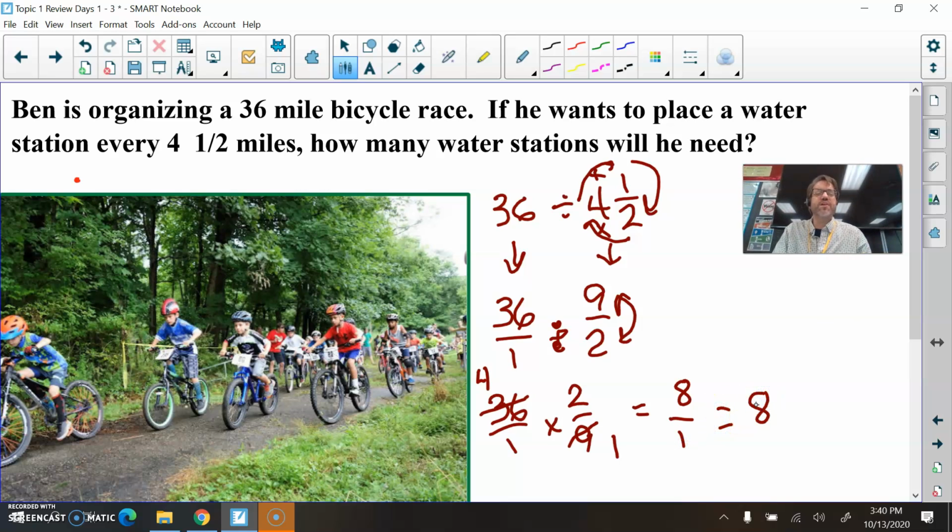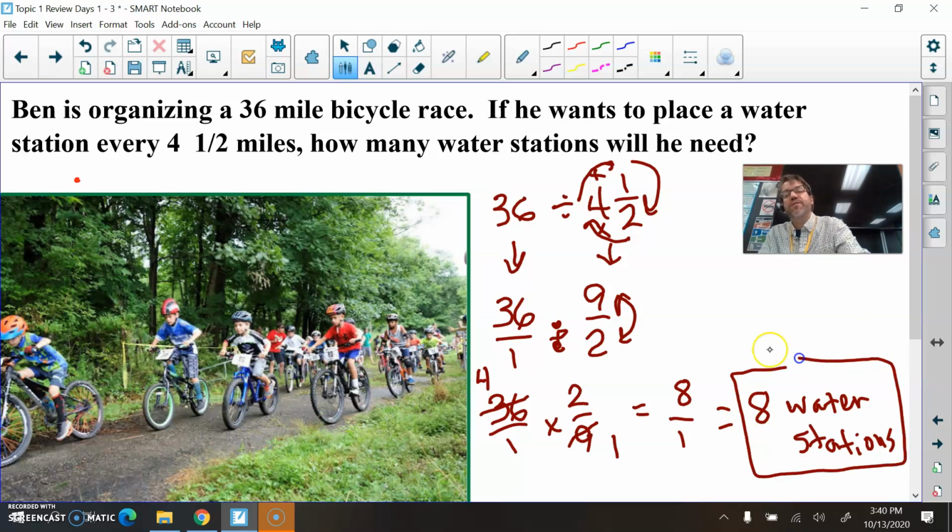8 what? What's our label? Well, let's look to the last sentence. How many water stations will he need? Well, he needs 8 water stations. There we go, 8 water stations. I've labeled my answer. There it is. That is the correct answer for this problem. 8 water stations.